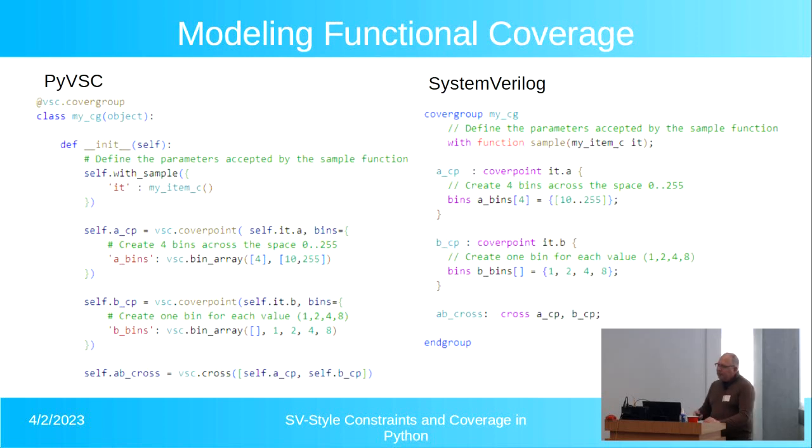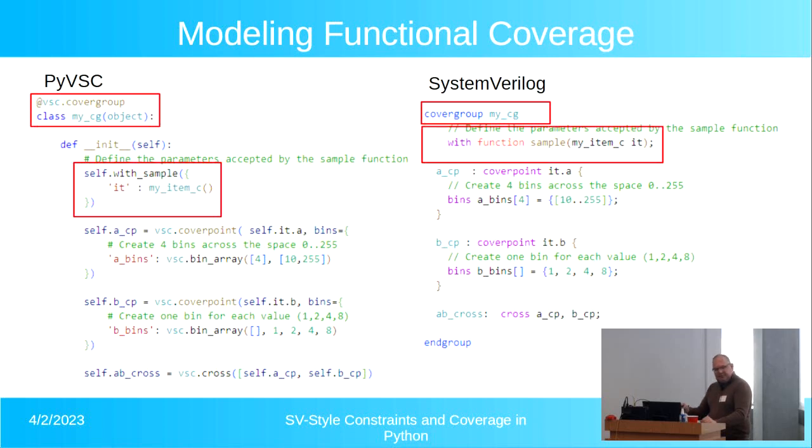And the same is true with modeling functional coverage. Here I'll just show these together. Again, on the PyVSC side, to declare a cover group, you annotate a specific class with a cover group decorator. In order to specify what data can be passed to the sample function, you need to specify the signature. In SystemVerilog, there are special keywords for doing that. In PyVSC, there's a special method for defining the signature of the sample method.